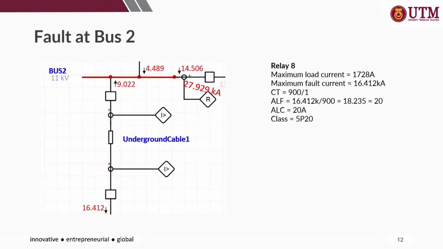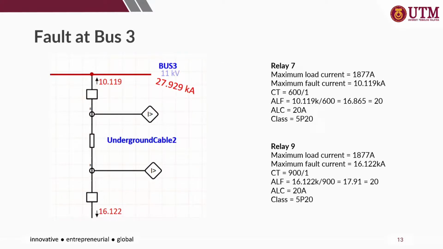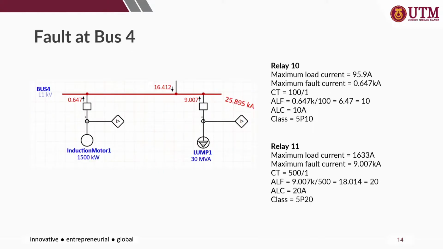For relay 8, the CT is 900/1, ALC 20A, the class is 5P20. For bus 3, we have relay 7 and relay 9. For relay 7, the CT is 600/1, ALC 20A, the class is 5P20. At relay 9, the CT is 900/1, ALC 20A, and the class is 5P20. For bus 4, we have relay 10 and relay 11. For relay 10, the CT is 100/1, ALC 10A, and the class is 5P10. Relay 11, the CT is 500/1, ALC 20A, and the class is 5P20.